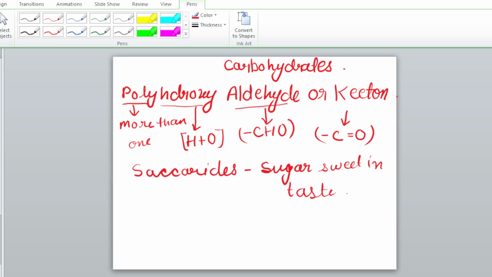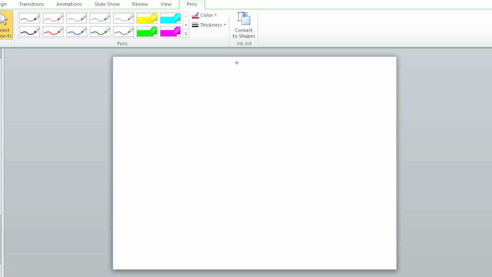Then carbohydrate is divided into 3 parts. Carbohydrate is basically divided into 3 parts. First is monosaccharide, then disaccharide, then polysaccharide.